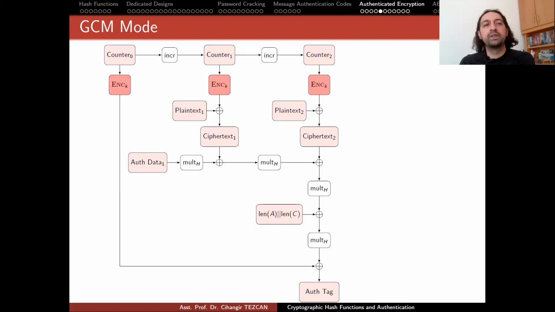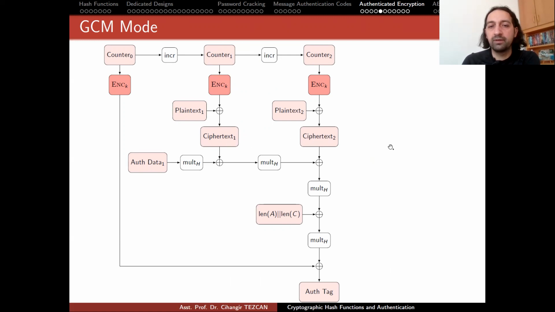A better version of this is called GCM mode. This is Galois counter mode. This is somewhat better. I will explain why it is in the following slide and compare these two modes. But the picture is as follows. You again have the counter mode. You perform encryption of the counters, XOR it with plaintext, and obtain ciphertext blocks.